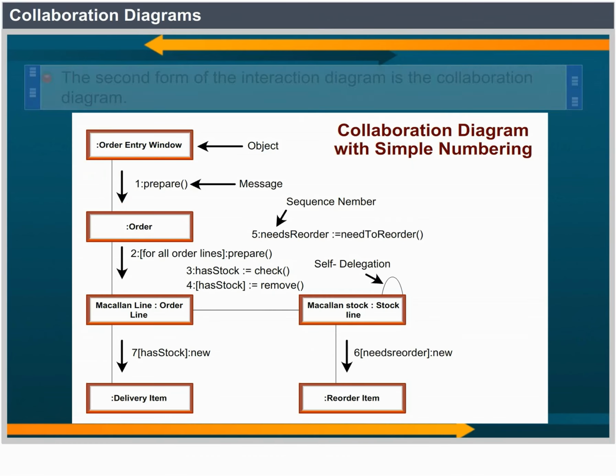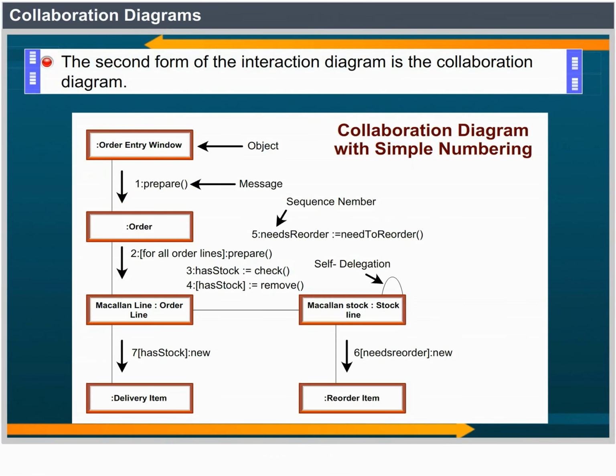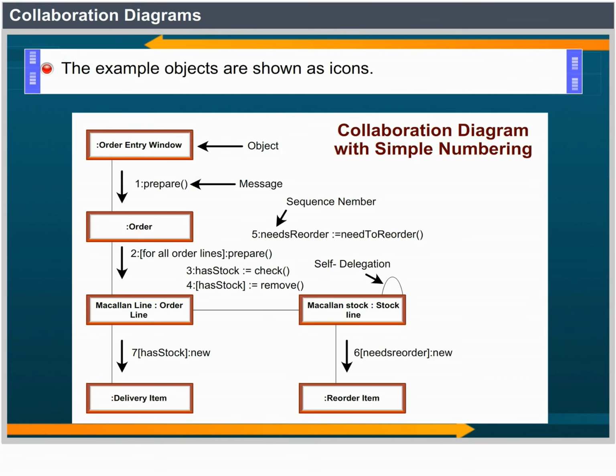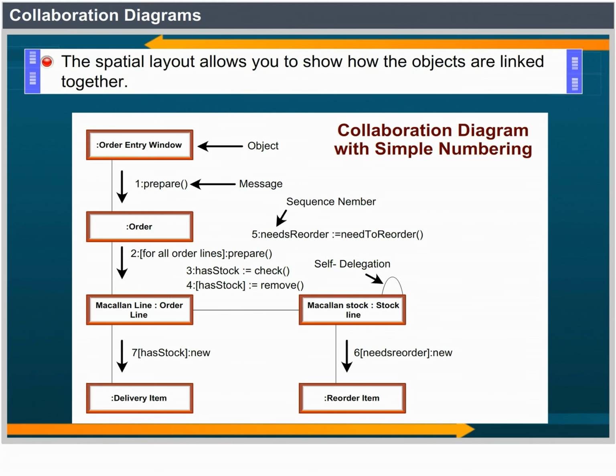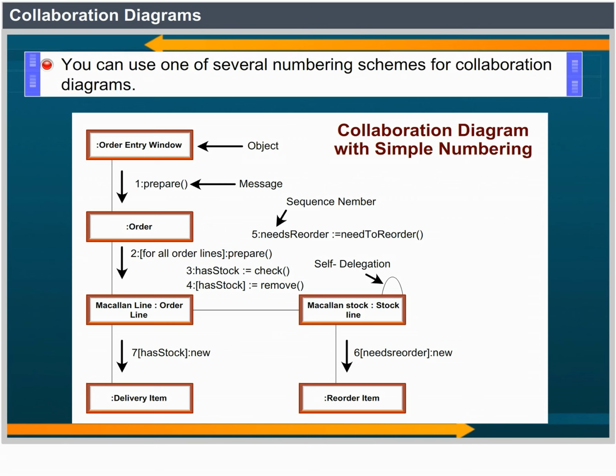Collaboration diagram. The second form of the interaction diagram is the collaboration diagram. The example objects are shown as icons. Arrows indicate the messages sent within the given use case. The sequence is indicated by numbering the messages. Spatial layout allows you to show how the objects are linked together. You can use one of several numbering schemes for collaboration diagrams.